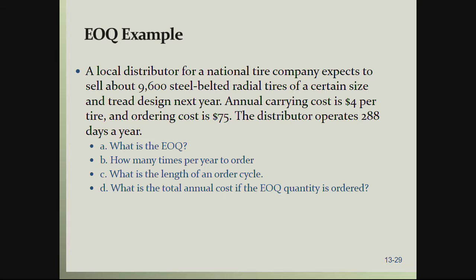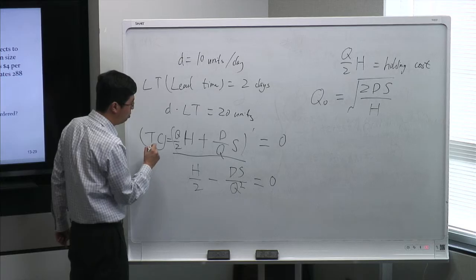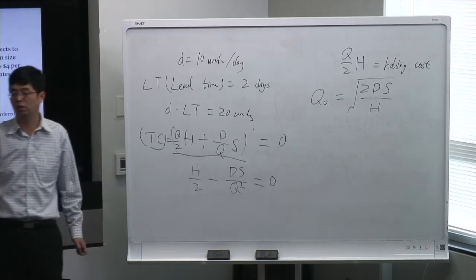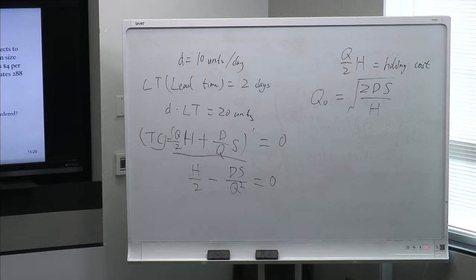That's the part C question. Part D, what is the total annual cost if you use EOQ? Well, how do you do part D? It's here, the total cost function. After you solve the Q from part A, you plug it into the formula, you calculate total cost. I'll give you guys 20 minutes. Now, try to do this problem.